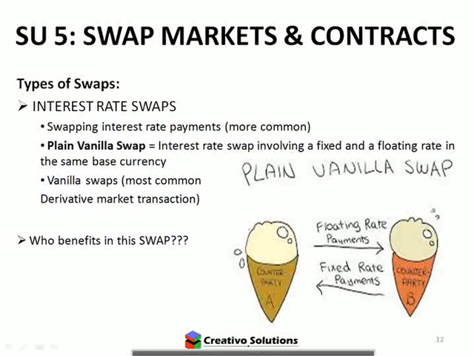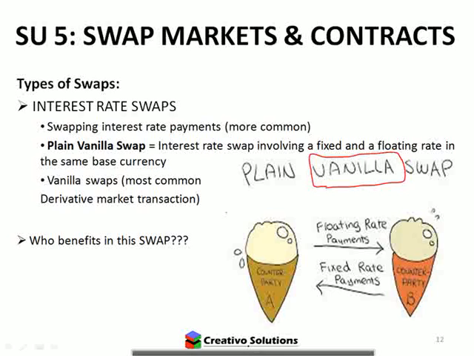Then we've got plain or vanilla swaps. Plain means ordinary, so these aren't special. Vanilla ice cream is plain, it's boring. Besides vanilla, there's no real extra flavoring. It's the most common.